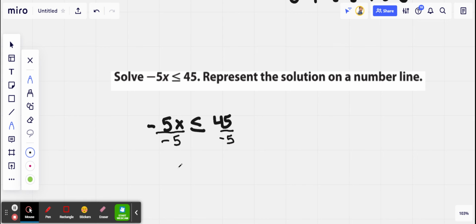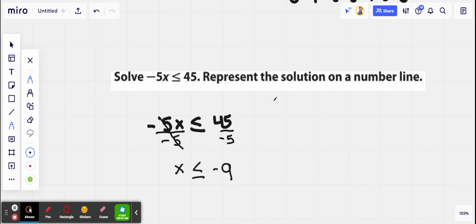This right here just leaves us with x. I'm going to cross this out. It just leaves us with x. So x is less than or equal to, what's 45 divided by negative 5? Well, we know that 45 divided by 5 is 9. So does that leave us with a positive 9 or a negative 9? It's going to leave us with a negative 9, because a negative times a negative equals a positive. Negative 9 times negative 5 equals a positive 45. So that gives us our solution: x is less than or equal to negative 9.